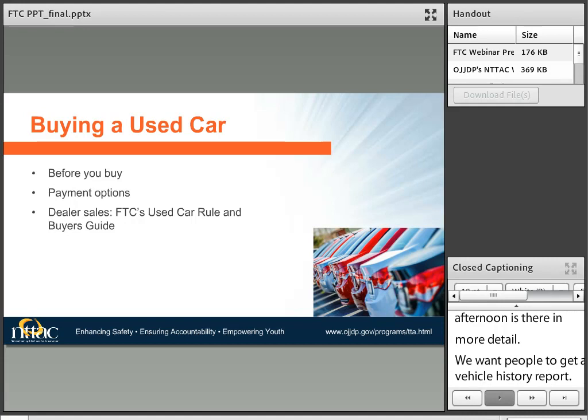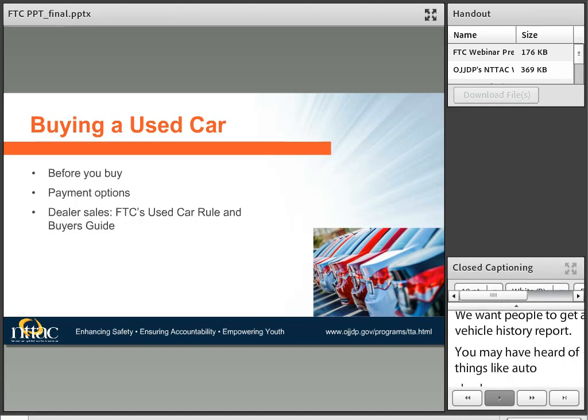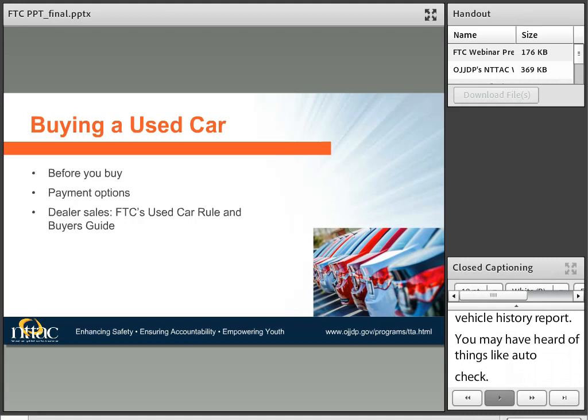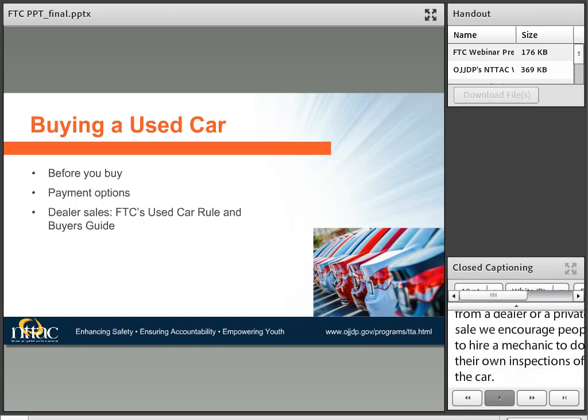ftc.gov/usedcars. And whether you're buying from a dealer or a private sale, we really encourage people to hire a mechanic to do their own inspection of the car. We've all heard about these certified used cars. Well, that's great, but let's just go ahead and do that double check.